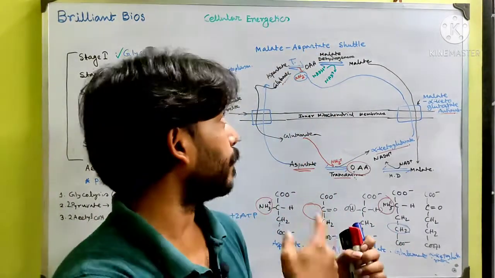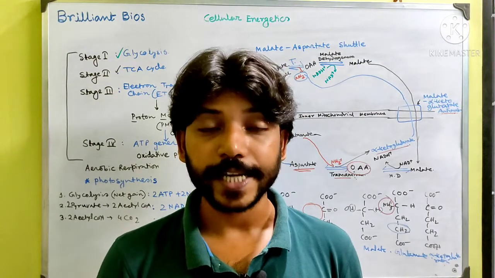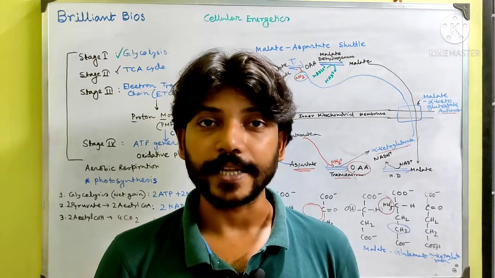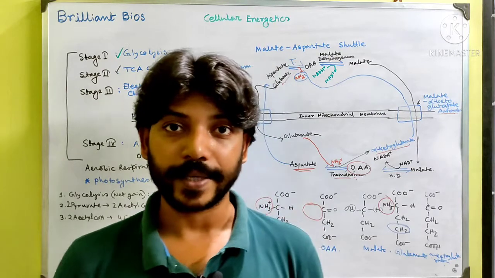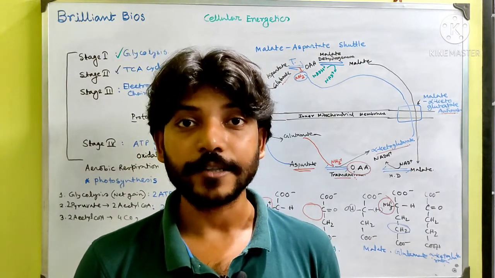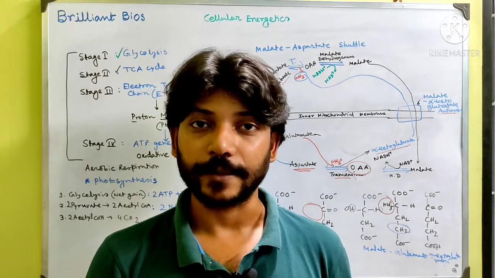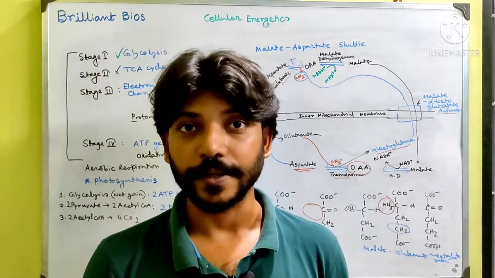Now this mechanism, the malate-aspartate shuttle, occurs in cardiac myocytes, cardiac muscles, and the liver. But in our skeletal muscle, there is another type of shuttle mechanism. We call it glycerol 3-phosphate. In my next lecture video, I will make a separate class on the glycerol 3-phosphate shuttle.